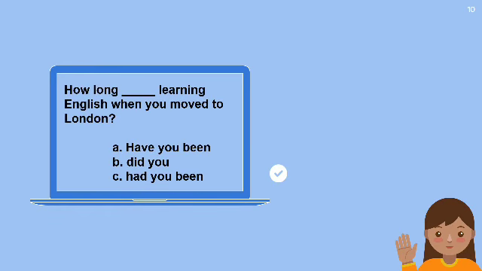How long blank learning English when you moved to London? A, have you been; B, did you; C, had you been. The correct answer is C, had you been. How long had you been learning English when you moved to London?